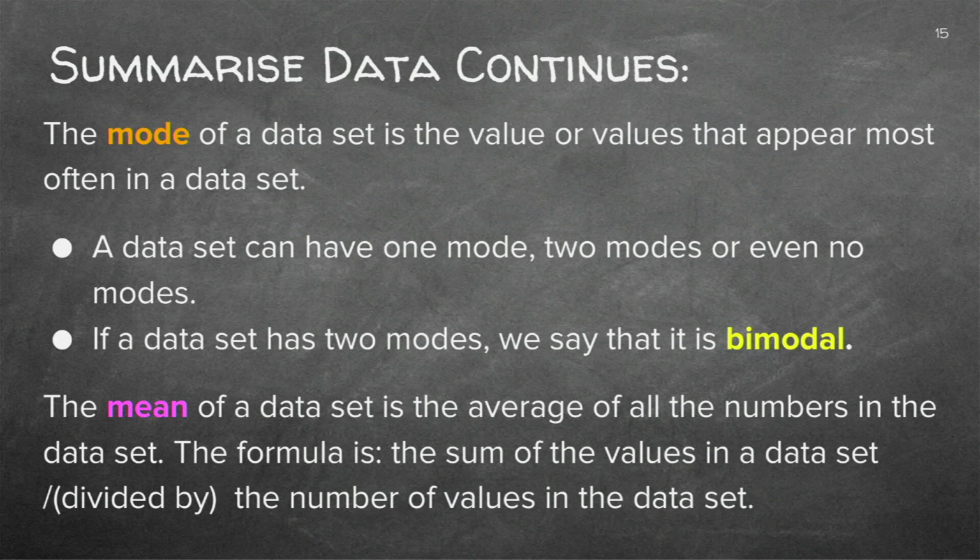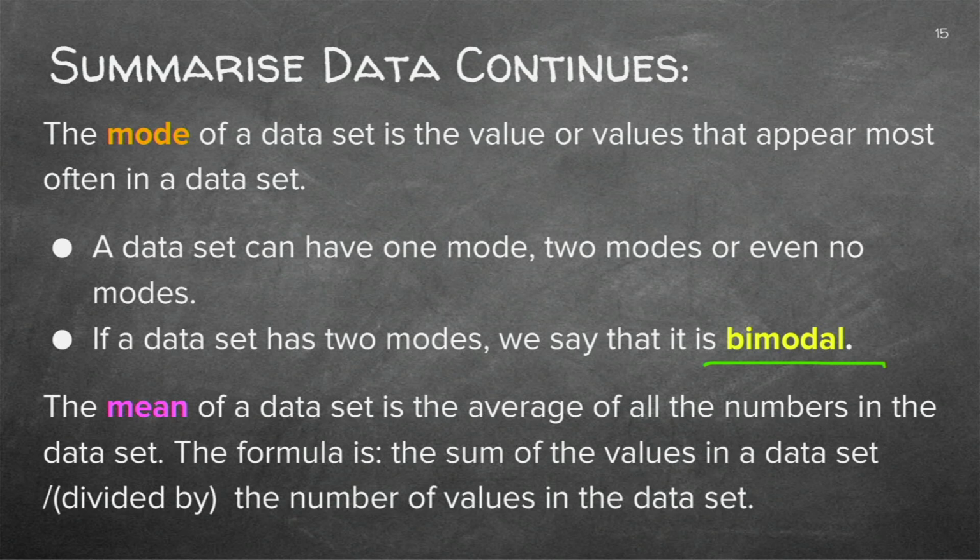The mode of a data set is the value or values that appear most often in a data set. A data set can have one mode, two modes, or even no modes. If a data set has two modes, we say that it is bimodal.